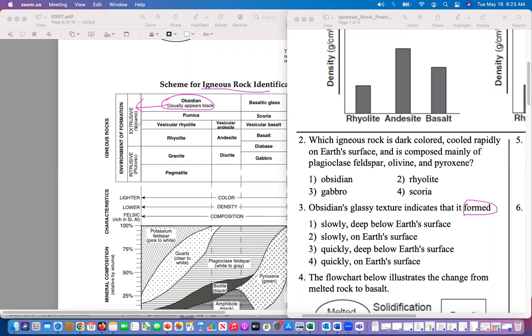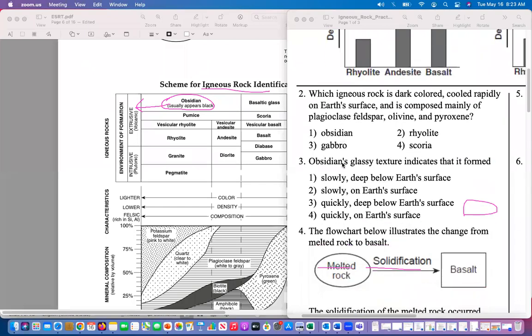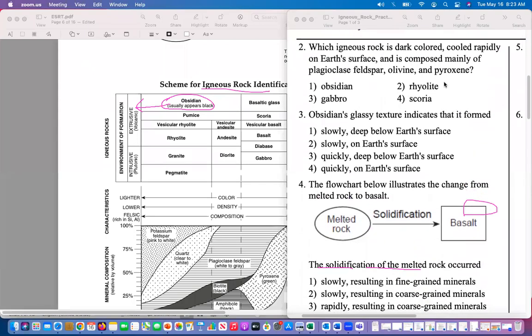And if you're cooled on the surface, you are cooled extremely fast. So therefore, that lets me know it has to be cooled on the Earth's surface because it's an extrusive rock. And because it was cooled on the surface, it cools quickly. Remember, intrusive rocks cool slowly, extrusive rocks cool quickly. All right.